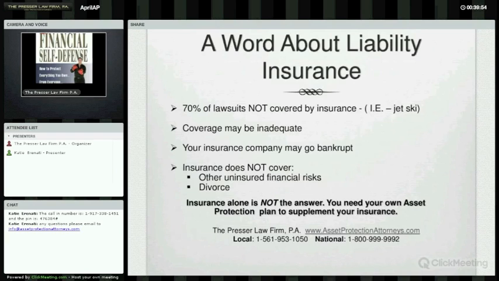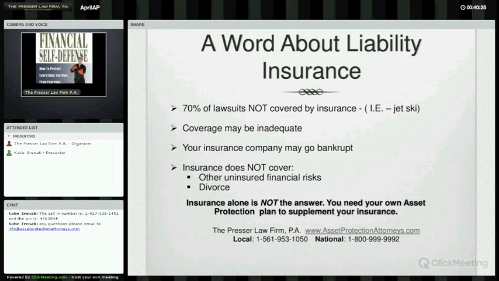And a lot of people say, well, what about insurance? I have liability insurance. Isn't that enough? People just need to understand that insurance companies are for-profit companies. They're here to make a living, they're here to make a profit, and they make a nice profit. 70% of lawsuits are not covered by insurance. Your coverage may be inadequate. What if you have $200,000 coverage on your car, but you get sued for $500,000? Your insurance company may go bankrupt. Today we have Fortune 500 companies and banks going out of business. Who's to say the insurance company won't be next?